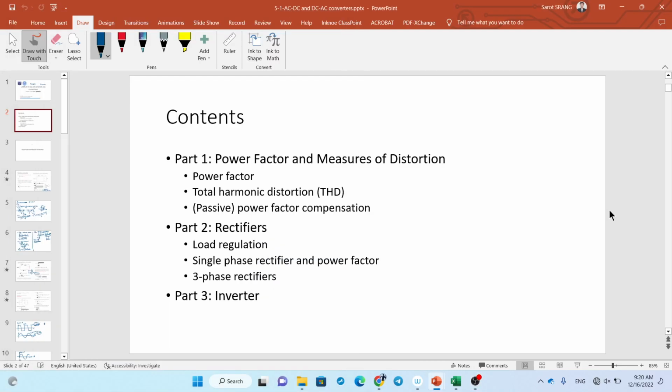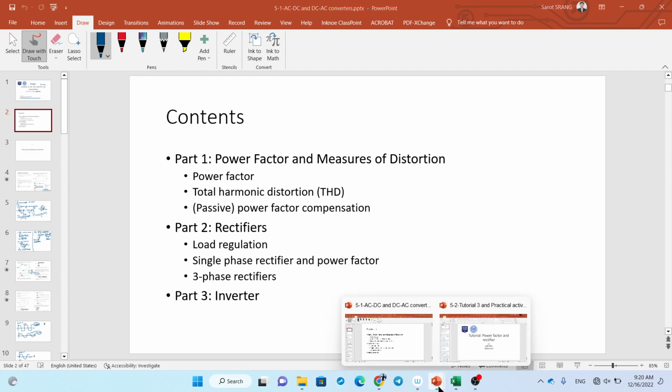Okay, good morning everyone. Last week I already showed you part one of the new lecture, which is power factor and measurement of distortion. So today I'm going to give you a tutorial on power factor.